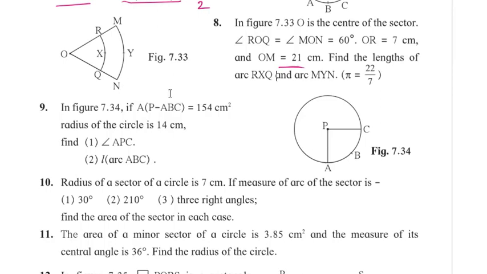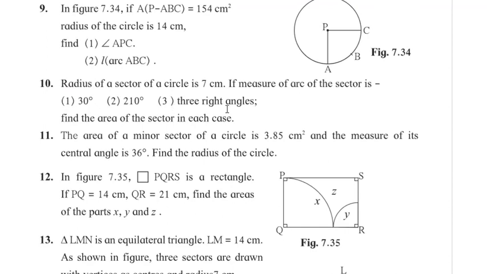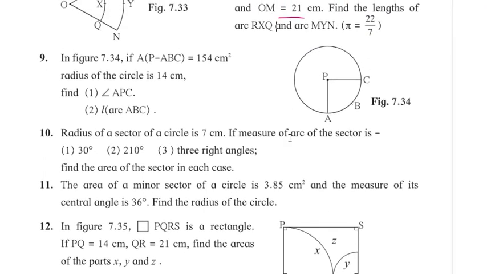Simple question. Okay. Now ninth question. Area of ABC is 154. Radius of circle is 14. We have to find angle APC. So APC, this angle we have to find.